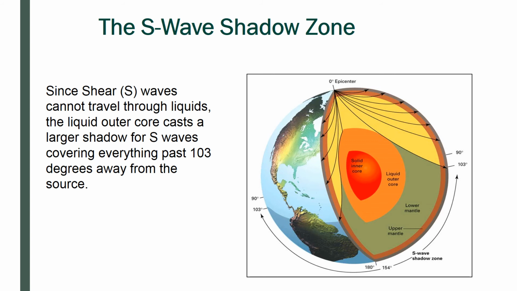The liquid outer core gives you a large shadow zone, and you can see it starts from 103 degrees to 103 degrees on the other side of the earth. You see this bottom curved arrow shows you where you don't record this S wave. Okay, we understand that for the S wave.